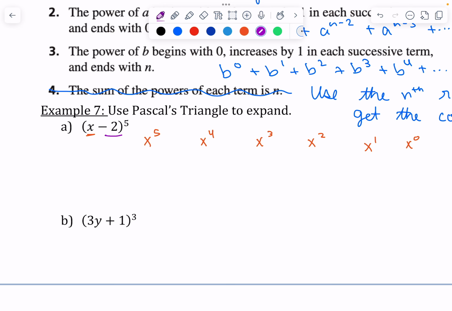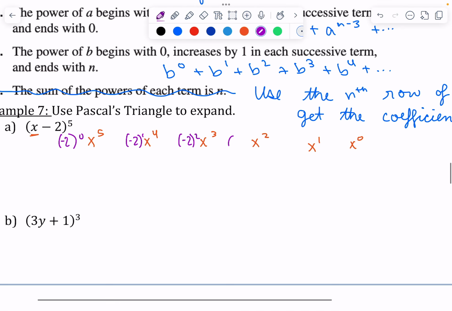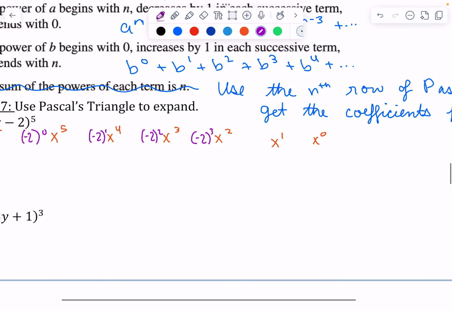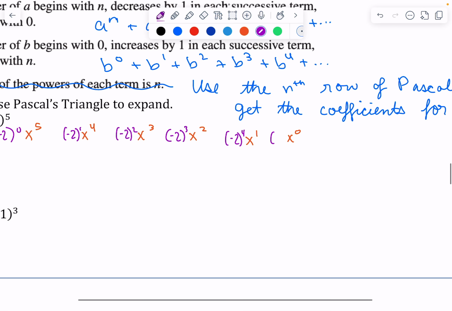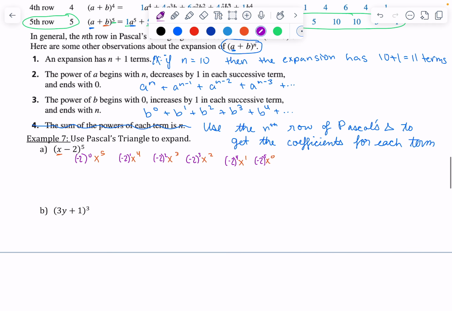So I'm going to do -2 to the 0, -2 to the 1st, -2 squared, -2 cubed, -2 to the 4th, and then -2 to the 5th, okay? So far I've taken care of 1 and 2. Now I just have to do this last part.